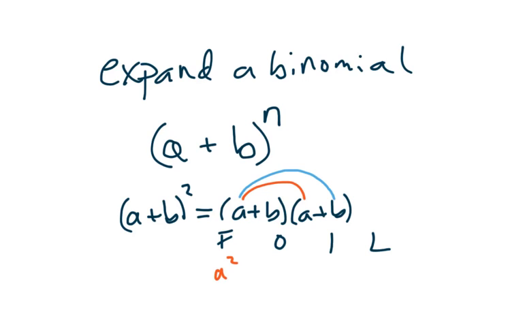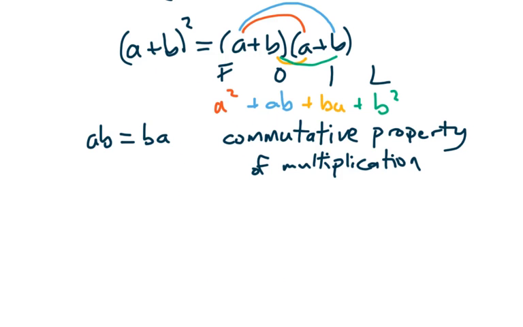Outside times outside, the two outermost, an a and a b, so that's going to be plus ab. Inside times inside, the two innermost, that's b times a, and then last times last, the two last in their respective binomials, b times b, or b squared. Now you'll notice that ab and ba are the same because of the commutative property of multiplication, so that (a plus b) squared is going to be a squared plus ab plus ab plus b squared.